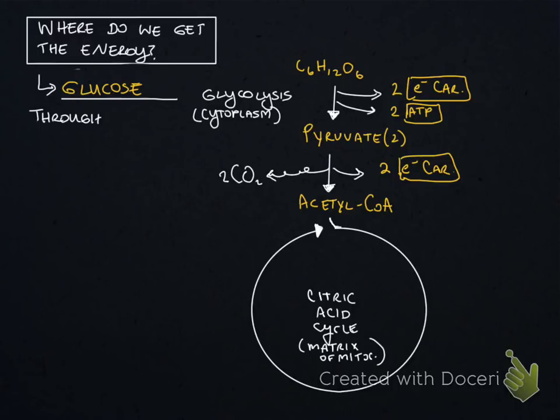Okay. So this acetyl-CoA goes through some enzymatic reactions, removing of carbons, and we end up making some electron carriers, 8 of them. Remember, these are high energy molecules. We make 2 ATPs.